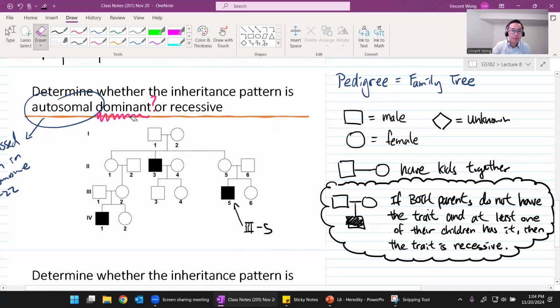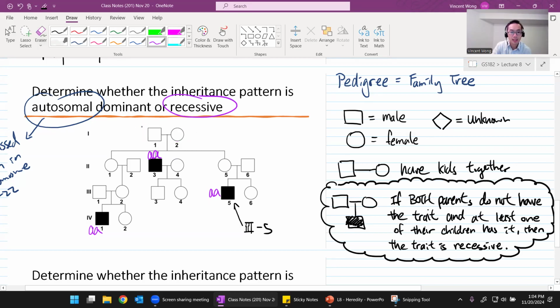So that means this must be recessive, right? Let's take a look at how this works. Recessive means anybody who is shaded in must be little a, and that's the only way to express a recessive trait. So how is it possible for someone to have little a and little a, but then the parents don't have the condition?